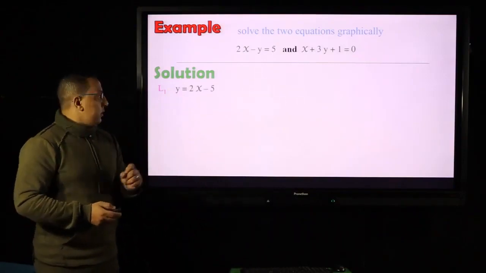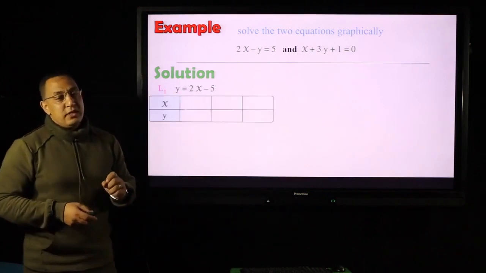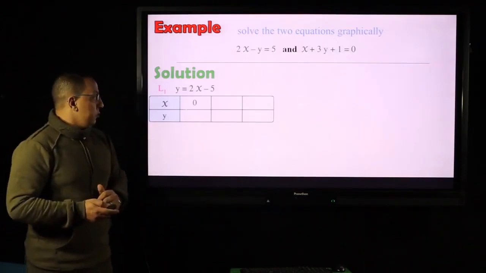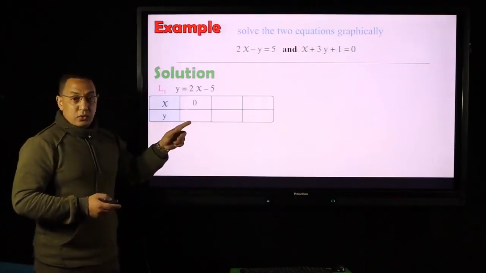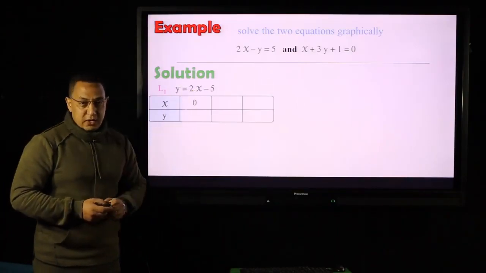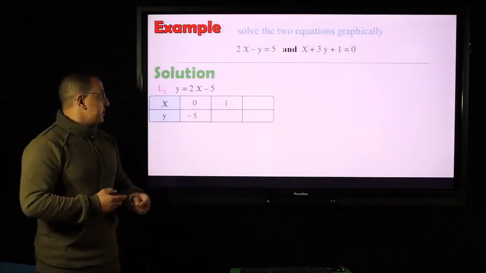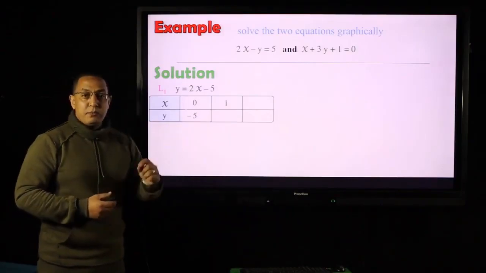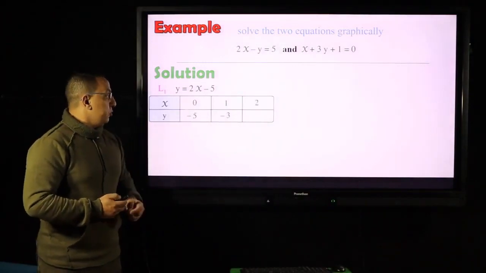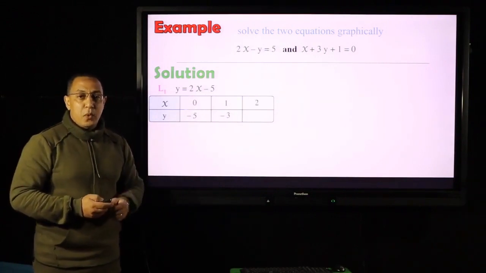Okay? Now I'm going to form a table like this. In place of x, I will choose the easiest numbers, 0, 1, and 2, like this. If x equals 0, I'm going to put 0 in place of x. 2 times 0 equals 0, minus 5 equals negative 5. And the other value of x is 1. 2 times 1 equals 2, minus 5 equals negative 3. Here I'm going to put 2. 2 times 2 equals 4. 4 minus 5 equals negative 1.